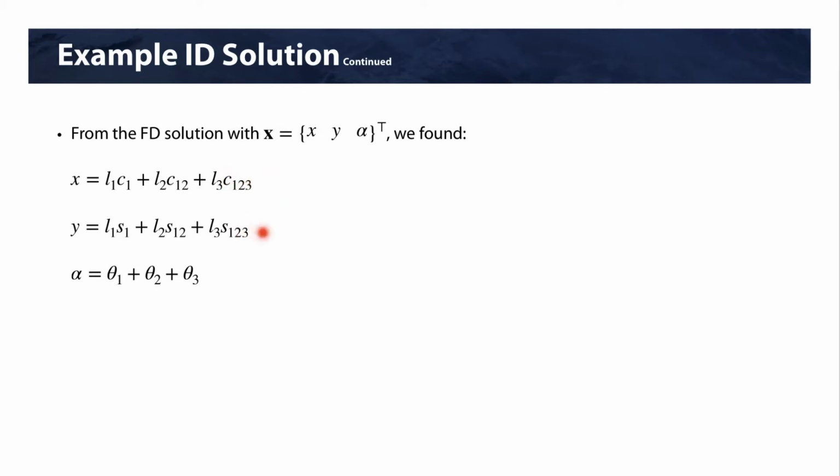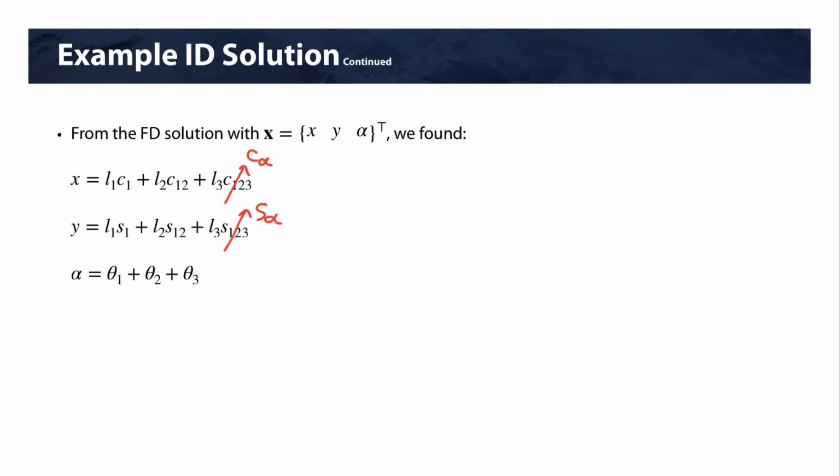All right, and first off, if we look at these equations, we have C123 here and S123. We don't know what theta 1, theta 2, and theta 3 are, but we do know that theta 1 plus theta 2 plus theta 3 is alpha. So C123 is the same as C alpha, which is something we know. Likewise, S123 is S alpha. So we know C alpha and S alpha, and so now we've eliminated theta 3 from these two equations.